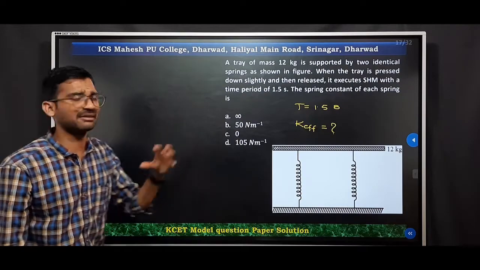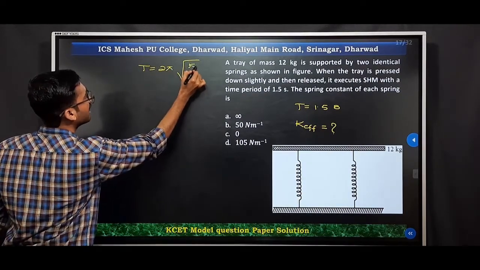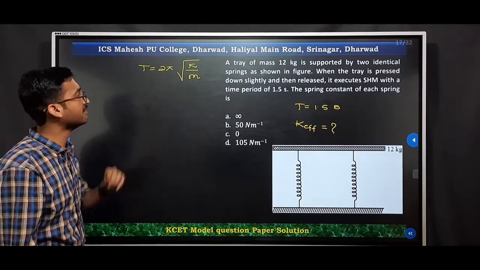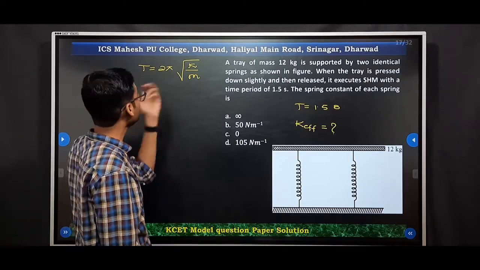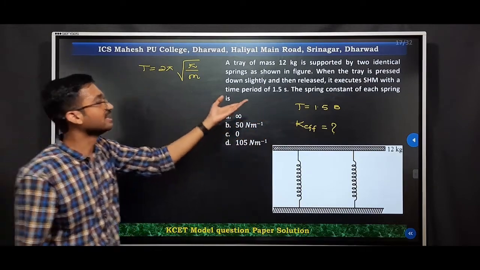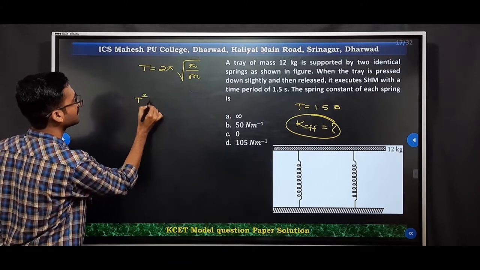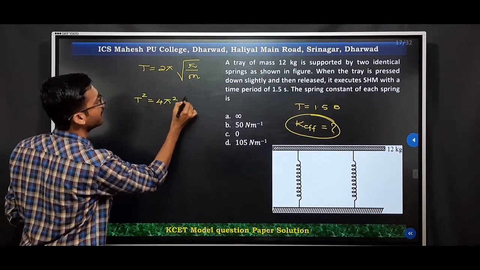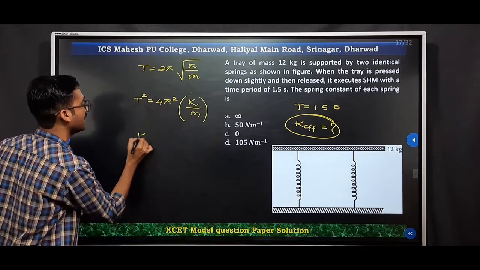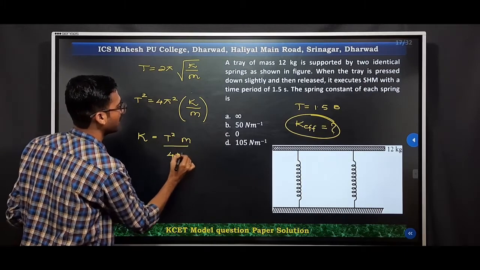For this one we have a standard equation: T is equal to 2 pi under root of M divided by K. From the given question, the time period is already mentioned, and they are asking for the spring constant. Therefore, squaring on both sides, we get T square is equal to 4 pi square into M divided by K. Solving for K, K is equal to 4 pi square M divided by T square.